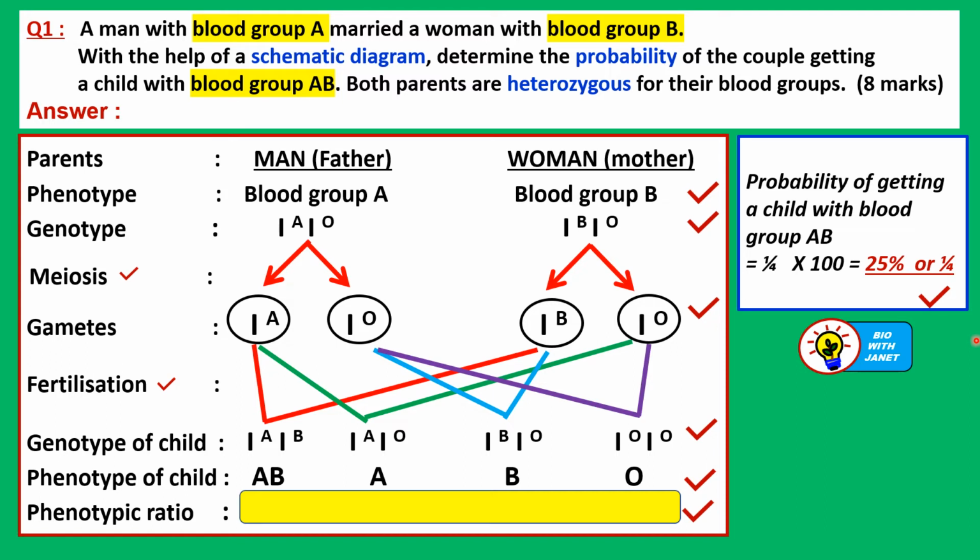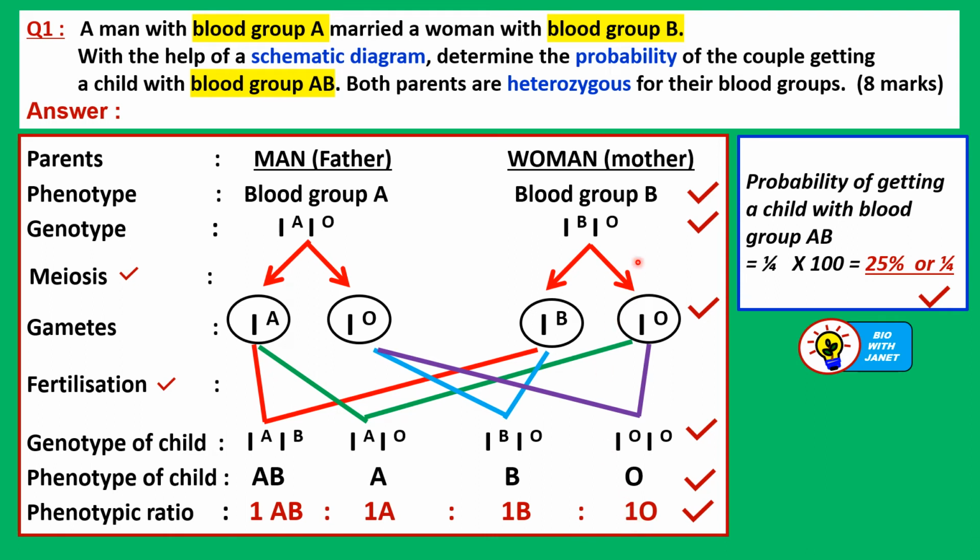Now, find out the phenotype of the child. A child who has these two alleles, IAIB, will have the phenotype or observable characteristic of blood group what? AB. A child with genotype IAIO will have the phenotype A, and a child with genotype IBIO will have the phenotype B. A child with genotype IOIO will have the phenotype O. Okay, so the phenotypic ratio here will be 1 AB to 1 A to 1 B to 1 O.